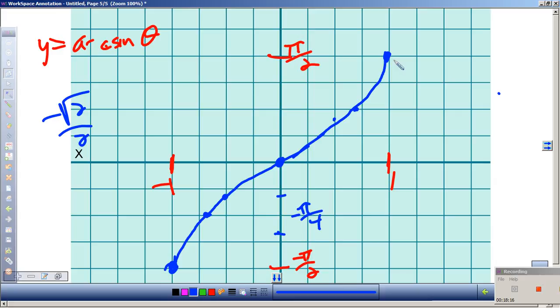And our cosine would be the same sort of idea. Once you get this domain and range set up, you just know your entire range has to be in there. Tangent is a little bit different.